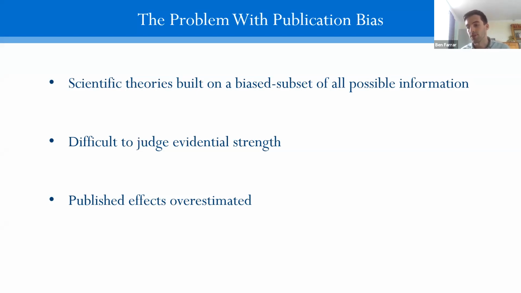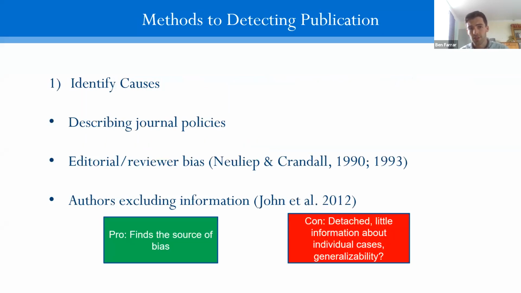So we might want to have a go at detecting it. And I'm going to run through a few different methods which people have used to try and detect, okay, well, is publication bias a problem in my area or not? The first one is to identify the causes of this. And you can do this just by looking at journal policies. So looking at, okay, well, do journals explicitly state we don't accept replication studies, we're only into novel and groundbreaking research? You can do surveys of editors and reviewers and ask them, okay, well, what's your opinion on negative results?